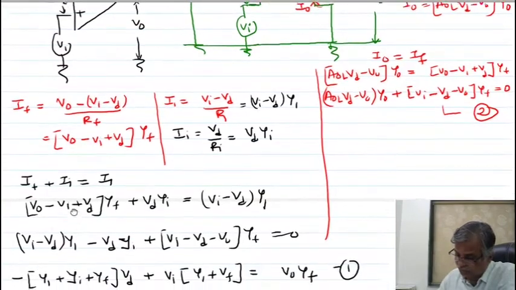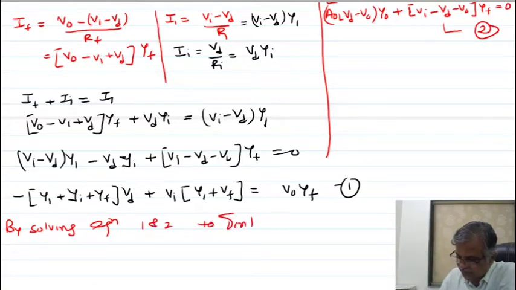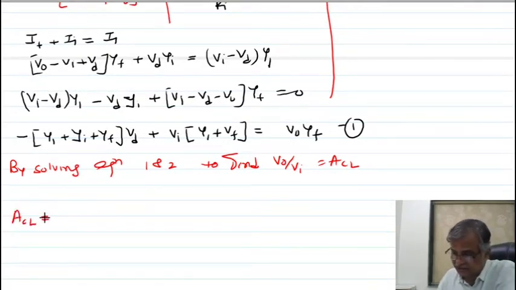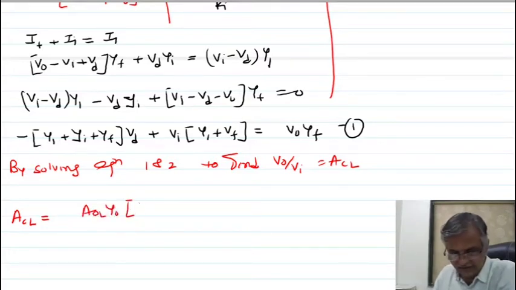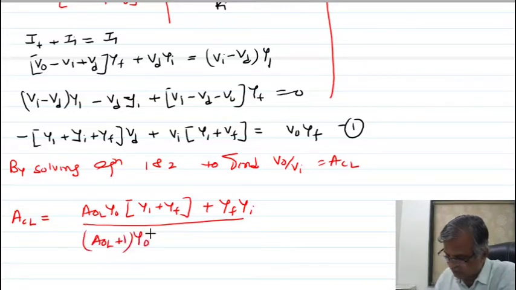If you solve equations 1 and 2 to find VO upon VI, which is the closed loop gain, this equation can be obtained: ACL is equal to AOL YO into (Y1 plus YF) by Y1, upon (AOL plus 1) into YO into (YF plus Y1) plus Y1 into (YF plus Y1).